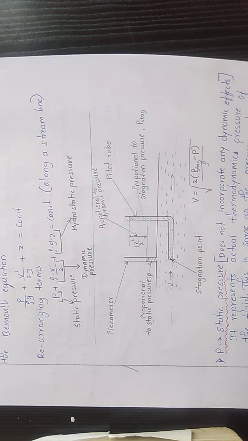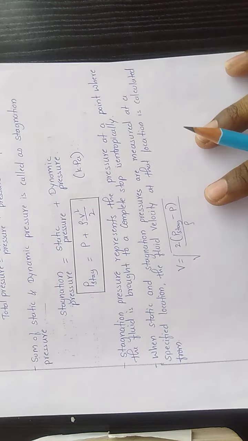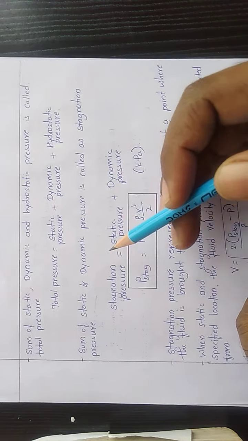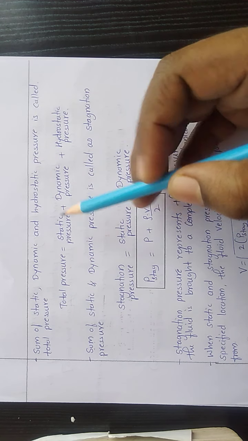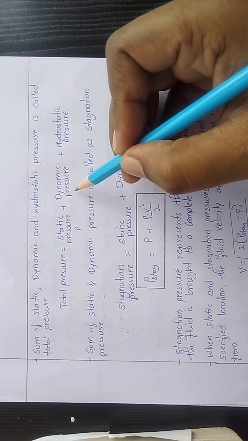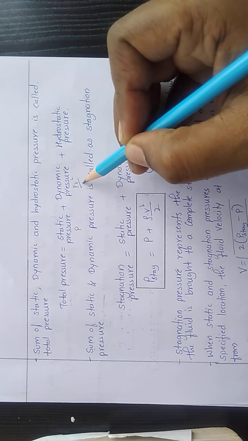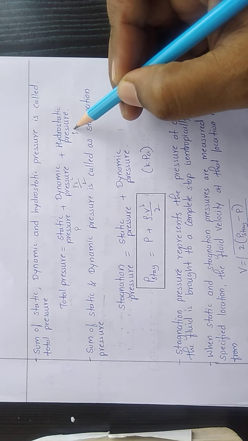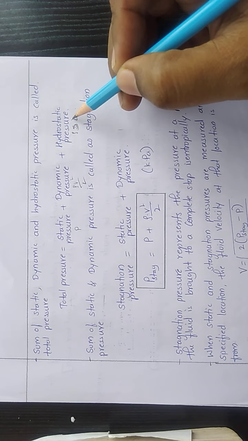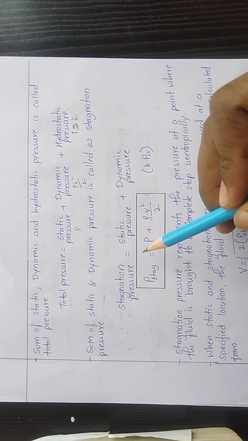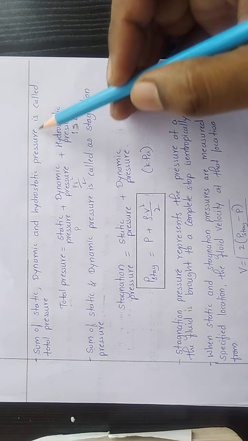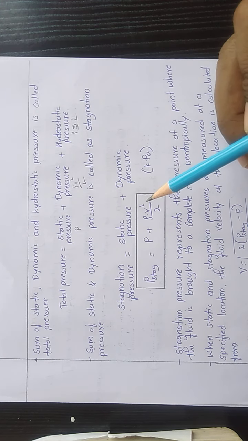Now we'll get two terms. One is the total pressure. What is the total pressure? It is the sum of static pressure plus dynamic pressure plus hydrostatic pressure, rho g z. When I say total pressure, it means the sum of all three terms.